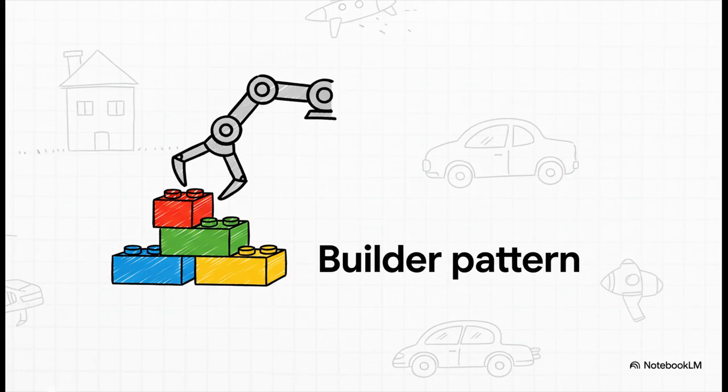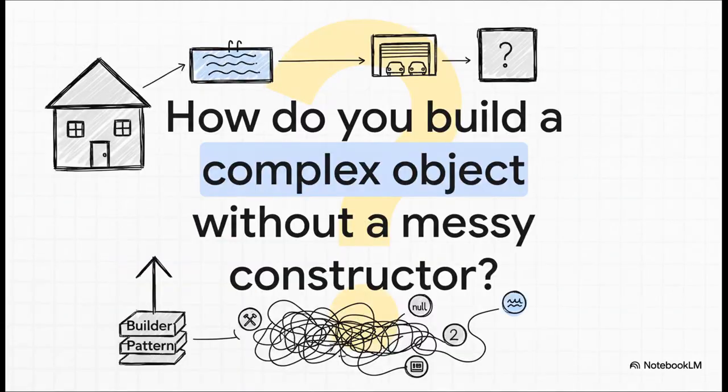To make this really stick, let's look at one of the most useful creational patterns out there, the builder. It is a fantastic solution for a headache you've probably had before. So picture this. You're building an object that has a whole bunch of different configuration options. Let's say it's a house object. Some houses have a swimming pool, others have a 2-car garage, and some have neither. If you try to handle all those combinations with a constructor, you end up with this tangled, mile-long mess of parameters, and a lot of them might be null. It's confusing and honestly, super error-prone.